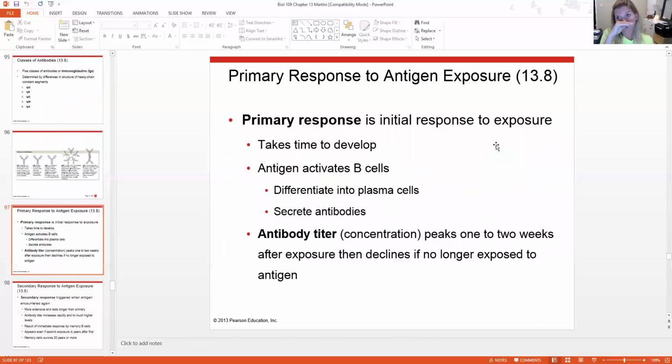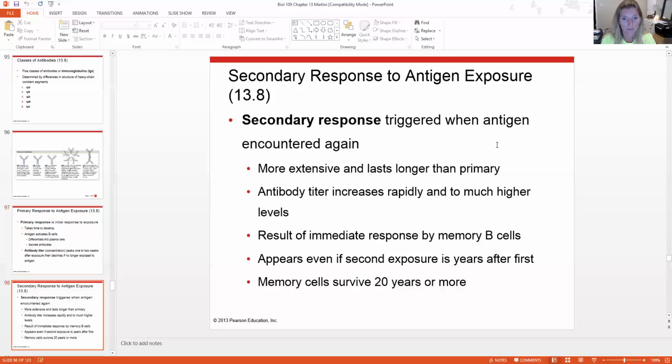So let's talk about the first time you've been exposed to an antigen. It's called a primary response. This is when you're initially exposed to some foreign body. It takes time to develop resistance to it. The antigens have to activate the B cells, and the B cells will then differentiate into plasma cells, and then the plasma cells will secrete the antibodies. There's something called an antibody titer, which is going to peak one to two weeks after exposure, and then it will decline if there are no more exposures.